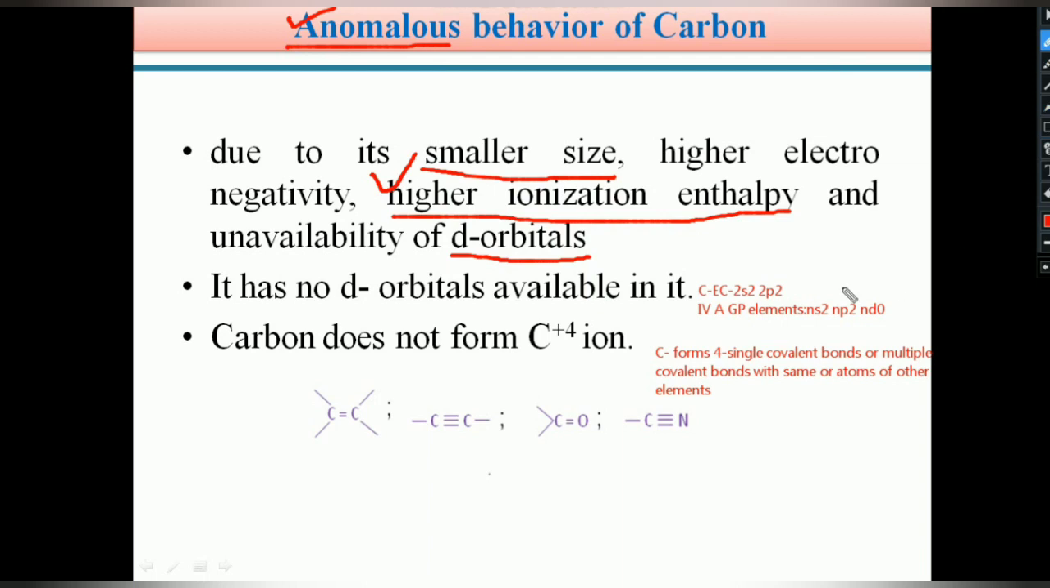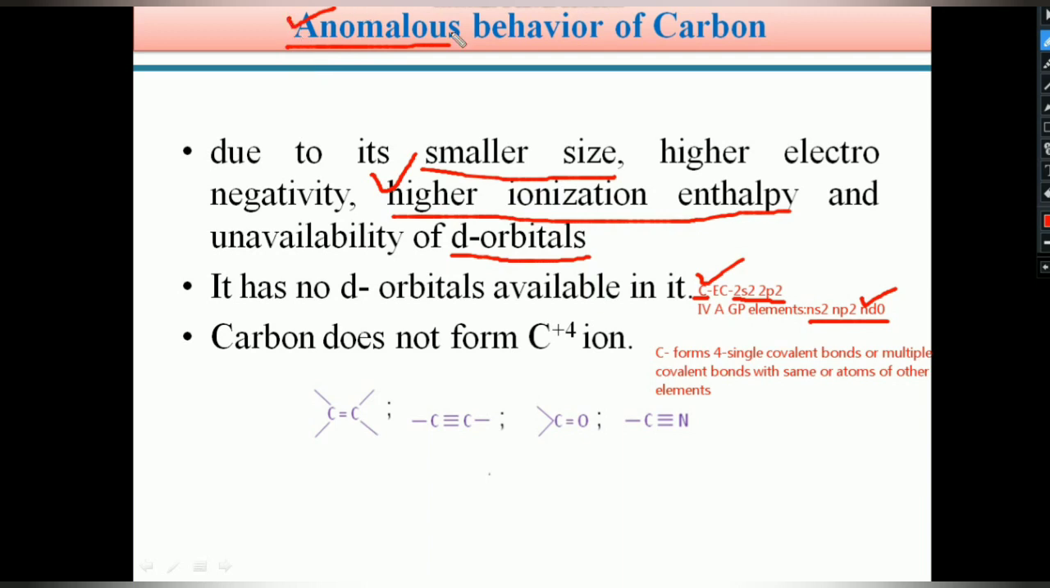Students, carbon's electronic configuration is 1s2, 2s2, 2p2. In the valence shell, it has the 2s2, 2p2 configuration. But in the case of the other fourth A group elements, the valence configuration is ns2, np2, nd0. So vacant d orbitals are present in the other elements of the fourth A group when compared with carbon. Carbon does not have vacant d orbitals in its valence shell. So this is one reason carbon shows anomalous properties.